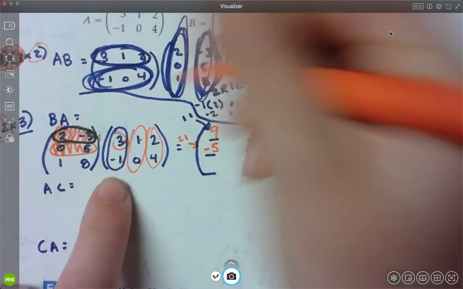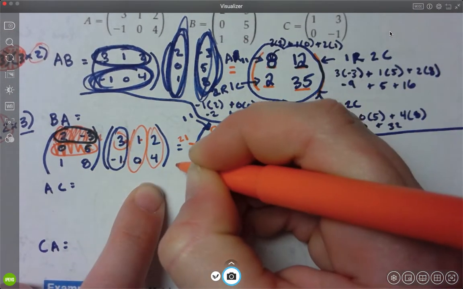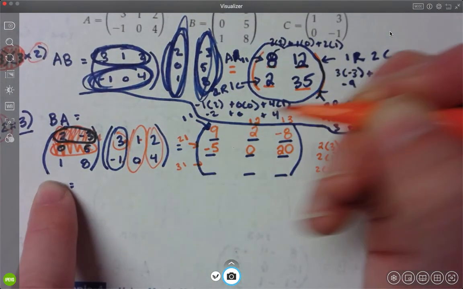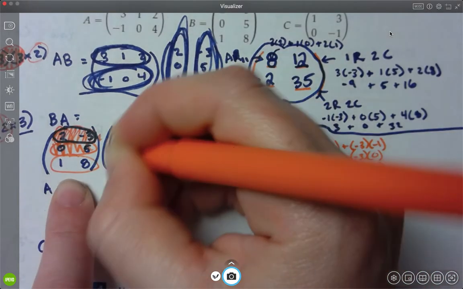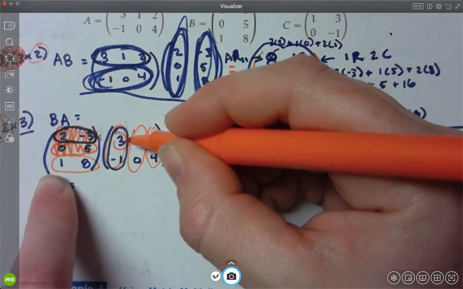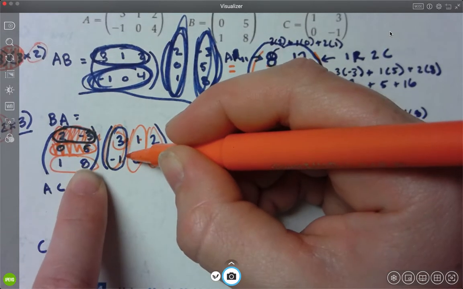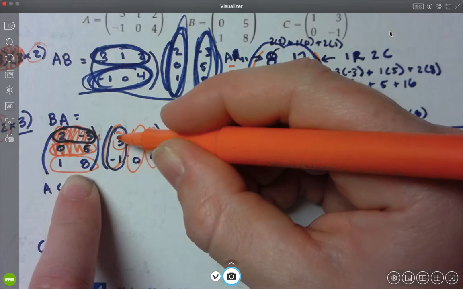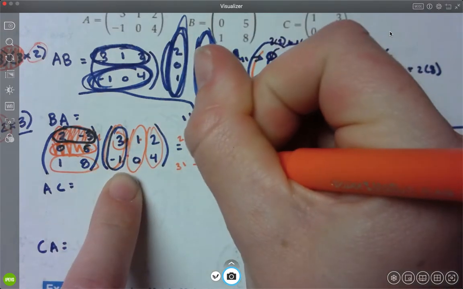Okay, this last one, this is row 3, column 1. So I have row 3 times column 1. There he is. So now I'm going to do 1 times 3, which is 3, and 8 times -1, which is -8. So 3 and a -8 makes -5 when I add them together.